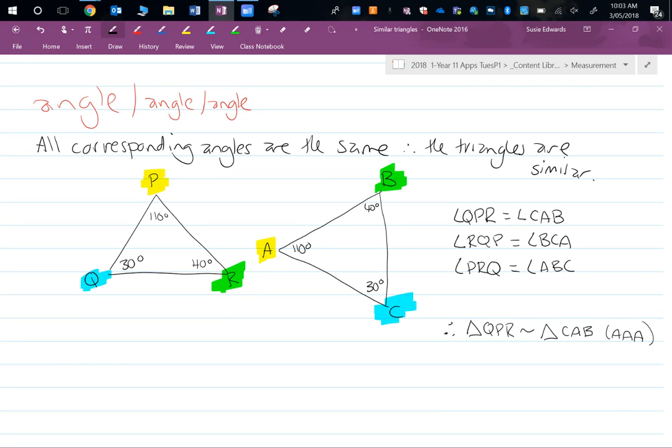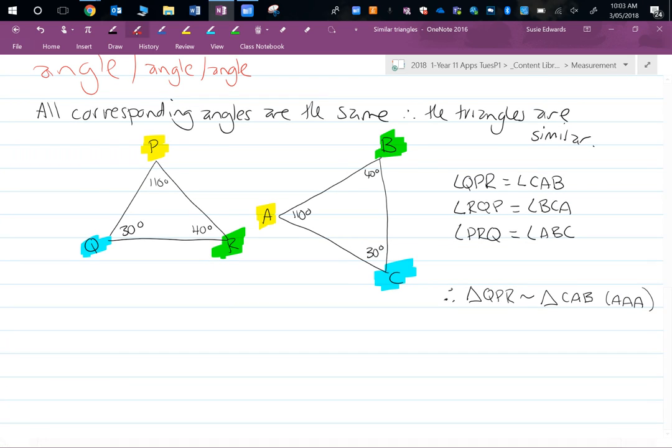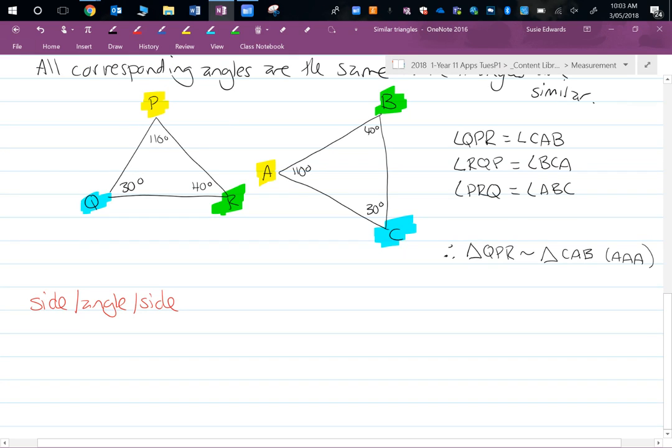All right, the last one is not that hard, but you do need to know that it has to be in the order it's writing. So the last one is side, angle, side, and it has to be the side with the angle in between the other side. I'll explain what that means in a second. So side, angle, side. So it must be two sides and the angle in between. It can't be any angle. It has to be the angle in between the two sides. So that's important.